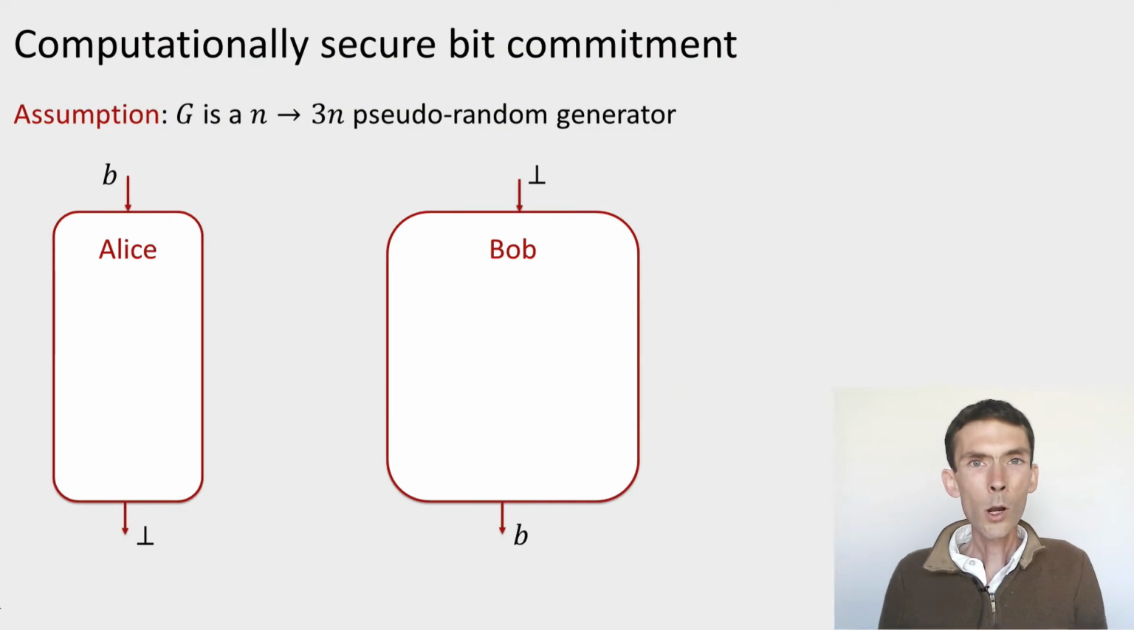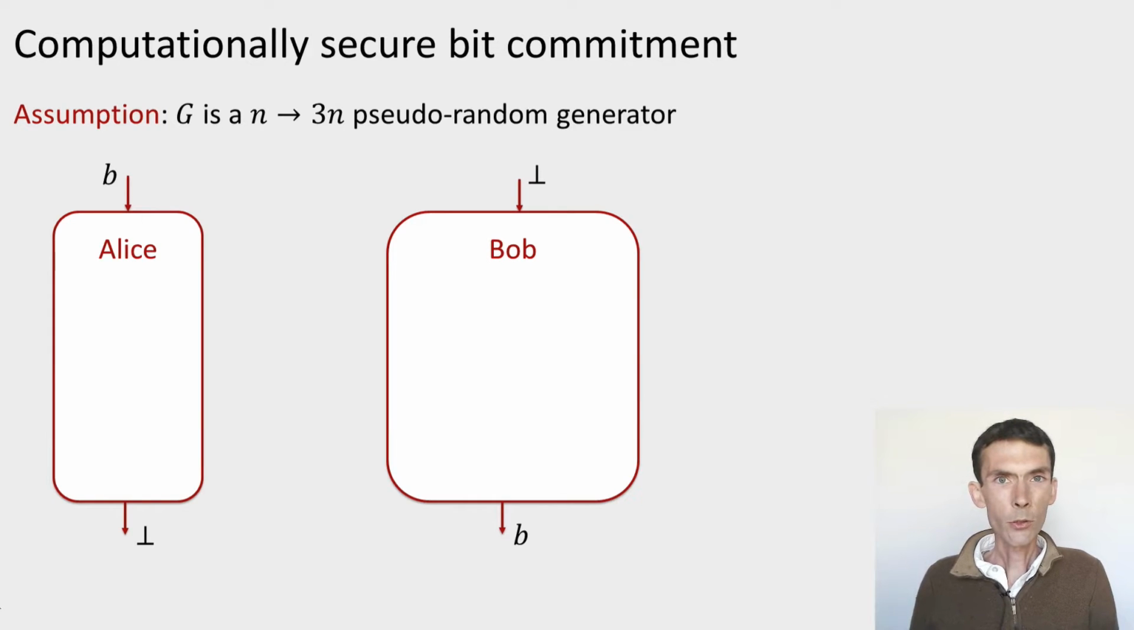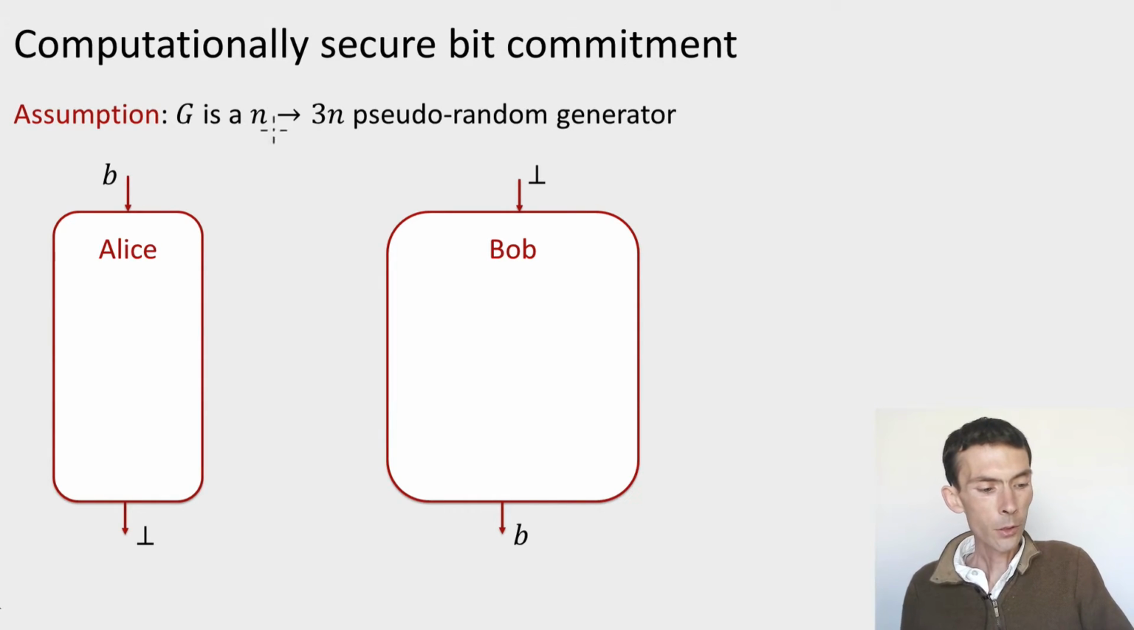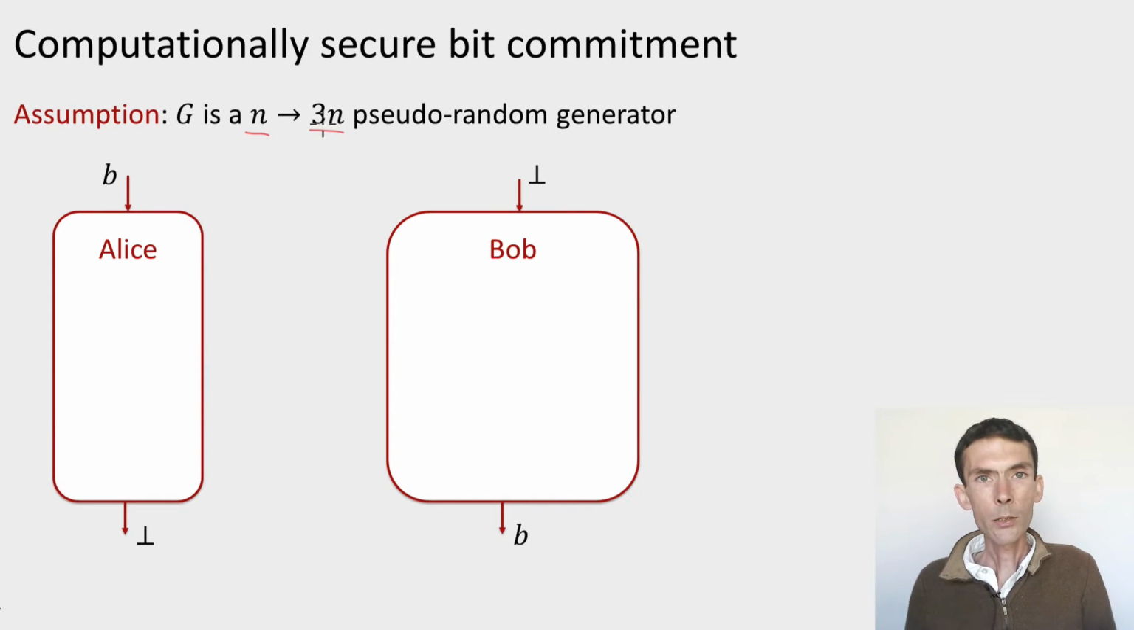So let's make one important computational assumption, which is that we have access to a classical function g, which maps n-bit strings to 3n-bit strings, such that this function g is a pseudo-random generator. What this means is that given the output of g, when g is evaluated on a random string, no adversary can distinguish this output from a uniformly random 3n-bit string.